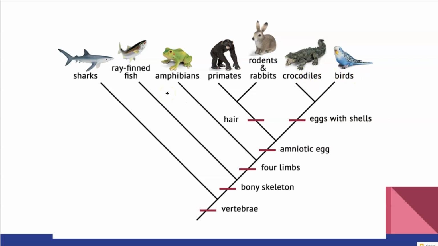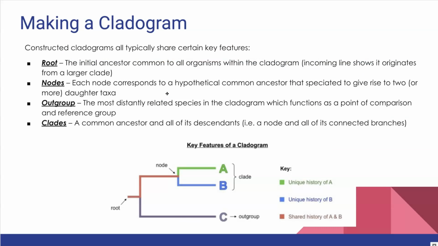Just an example. So let's look at making a cladogram. So actually constructing it, drawing one out. There are 4 key features that are normally present in a cladogram: the root, the nodes, outgroup, and clades. The root is your initial common ancestor, the LUCA, last universal common ancestor. It's usually what that represents.